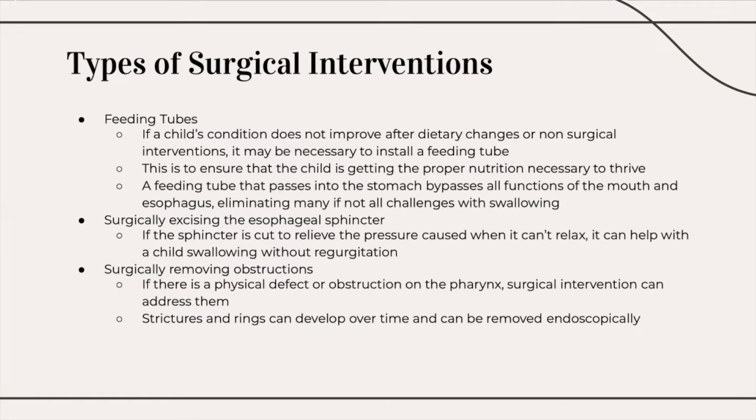And then the other surgical intervention is removing obstructions. If there is a physical defect or obstruction on the pharynx, it can be surgically removed. And two things that are most common to see are strictures and rings. They can develop over time and can be removed through an endoscopy.